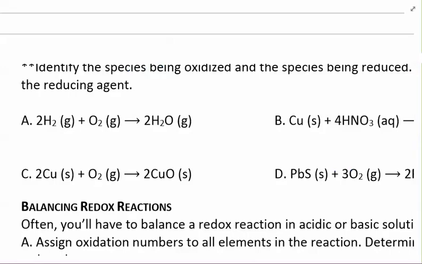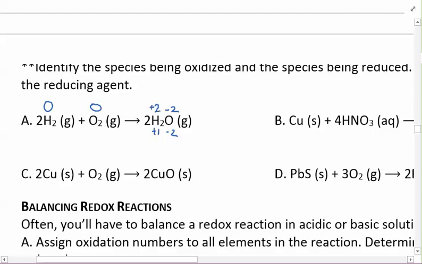So we're going to do the same thing that we did above, but we're going to do it for each compound. So in this example, we have hydrogen and oxygen, which are both in their elemental state. So they both are going to have an oxidation number of 0. Water we had above. We know oxygen is negative 2 and hydrogen's positive 1.